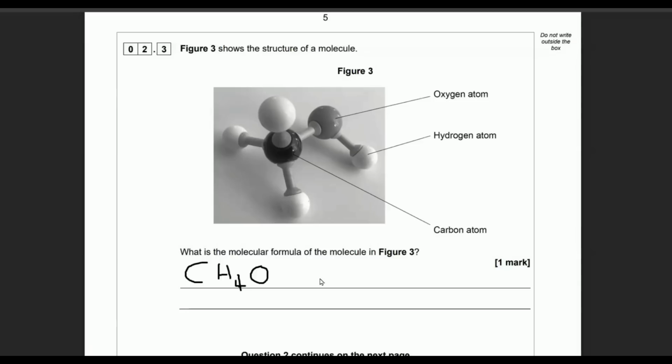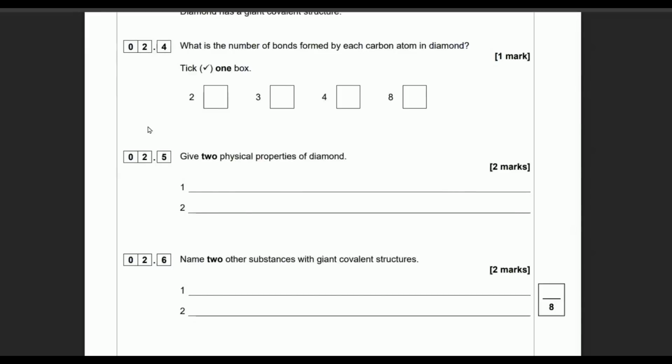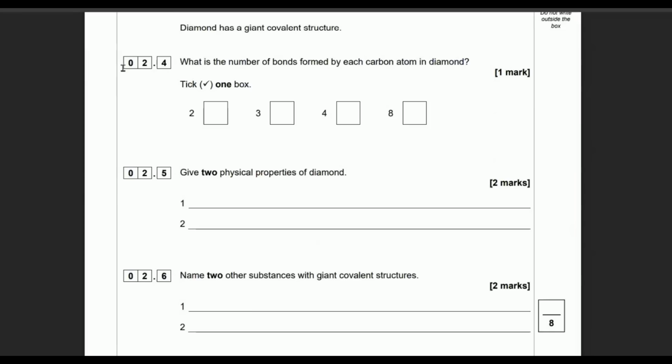Let's move on. Don't forget to pause the video, have a go, and then unpause and watch the explanation.